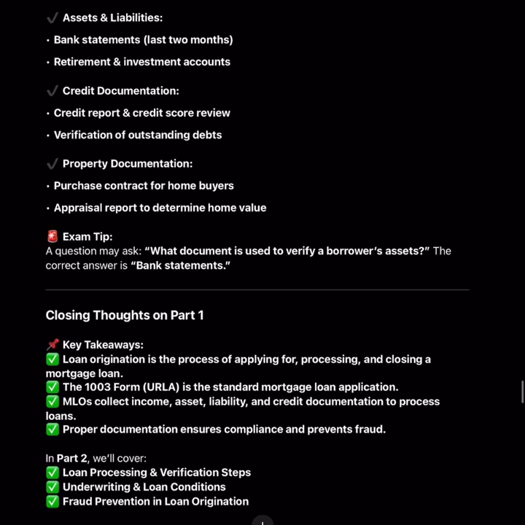Closing thoughts on Part 1. Key takeaways: loan origination is the process of applying for, processing, and closing a mortgage loan. The 1003 form, URLA, is the standard mortgage loan application. MLOs collect income, asset, liability, and credit documentation to process loans. Proper documentation ensures compliance and prevents fraud. In Part 2, we'll cover loan processing and verification steps, underwriting and loan conditions, and fraud prevention in loan origination.